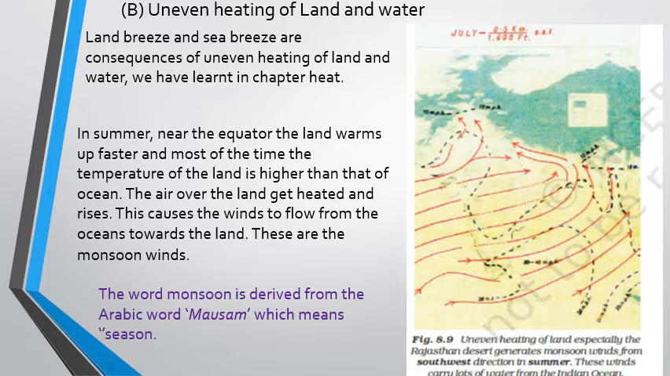The air over the land gets heated and it rises. This causes the wind to flow from the ocean towards the land. These are also known as monsoon winds. The word monsoon is derived from the Arabic word mausam, which means season.